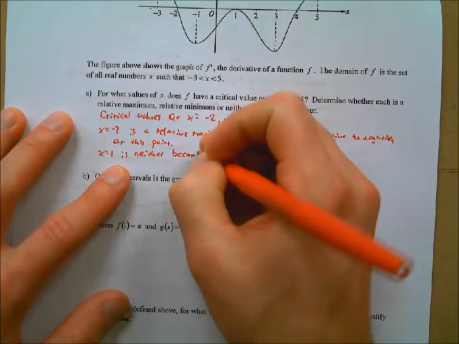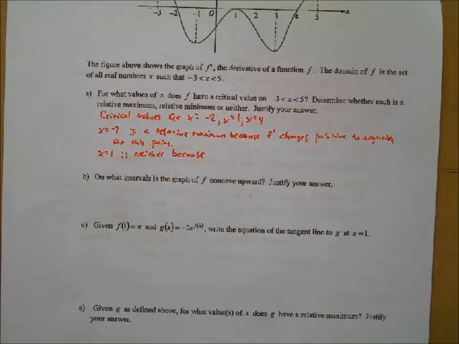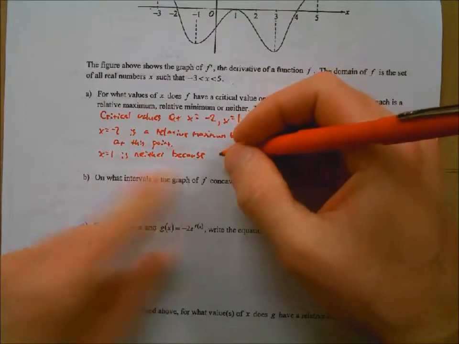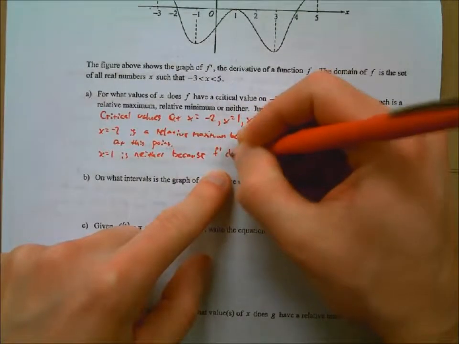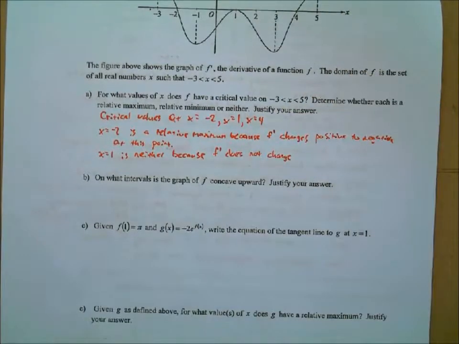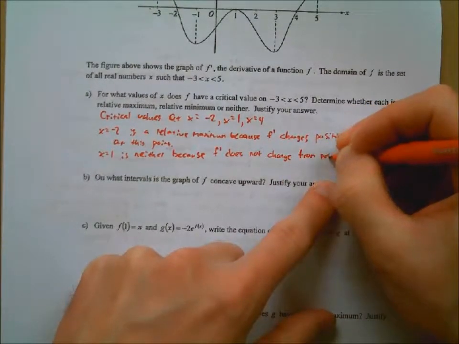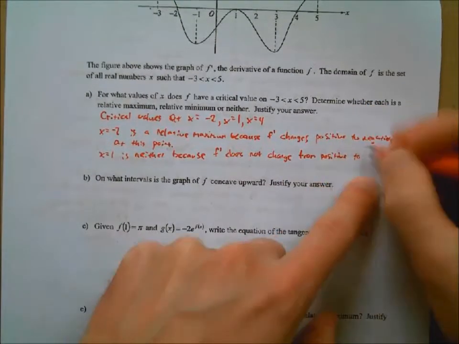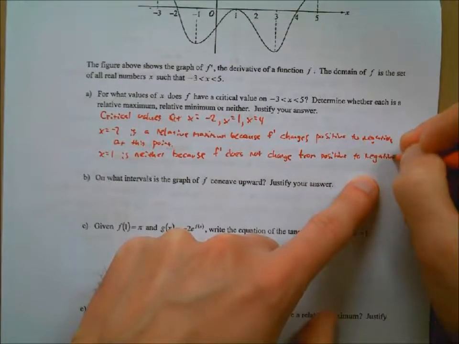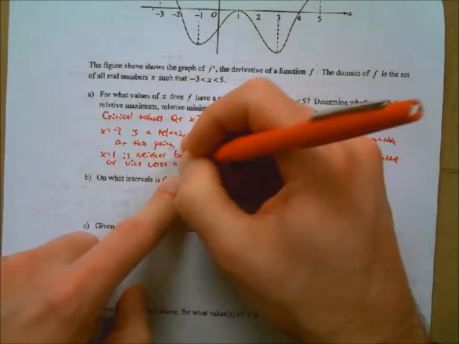It is neither because f prime does not change from positive to negative or vice versa at this point. Or you can say because f prime stays negative on both sides or something like that, okay? It is neither because f prime does not change signs, does not change from positive to negative or negative to positive, any of those things.